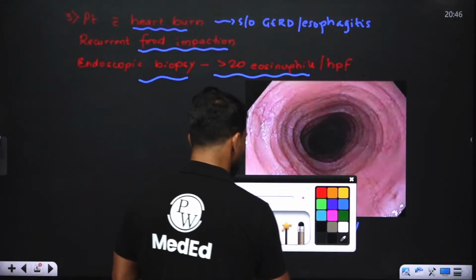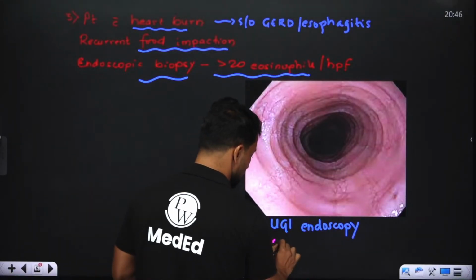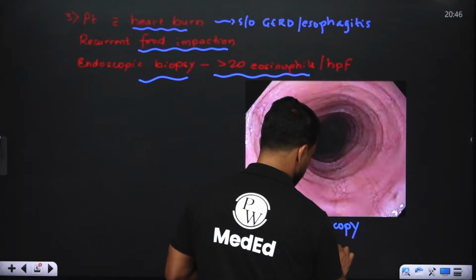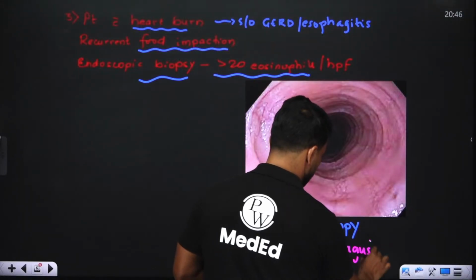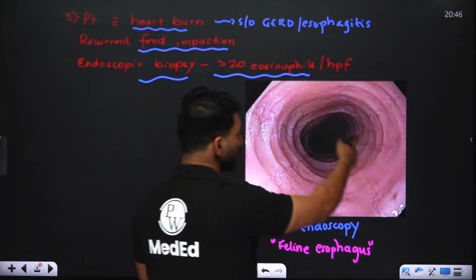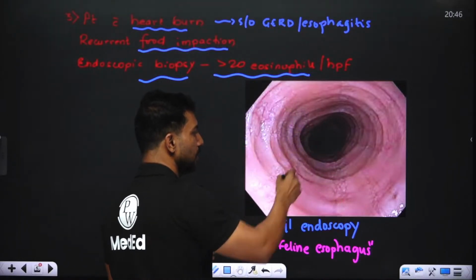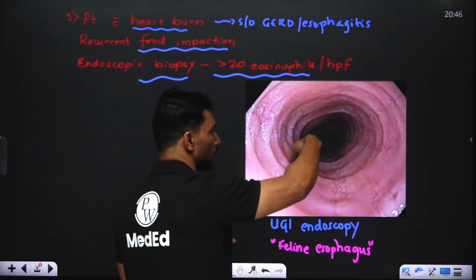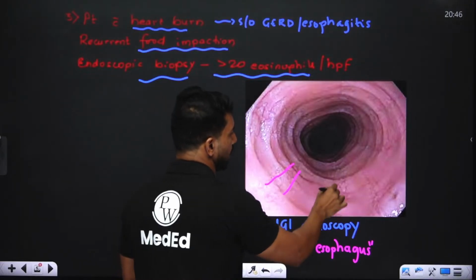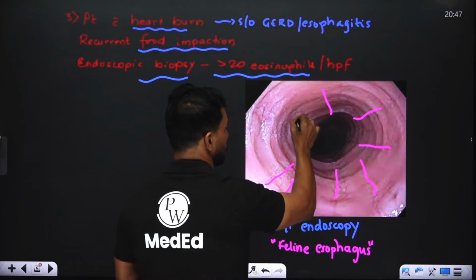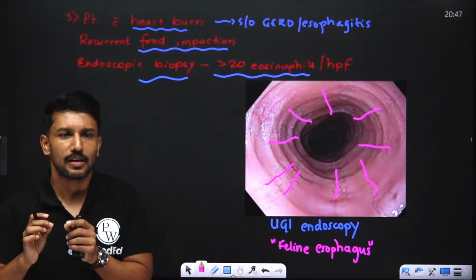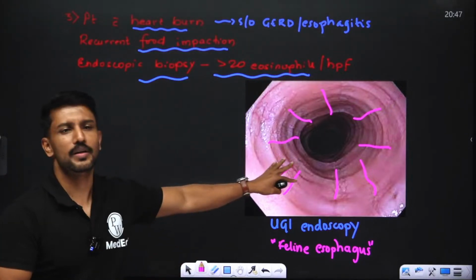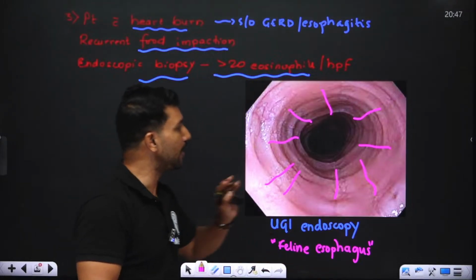What I can call this as? This is called as feline esophagus. So when you see this esophagus, this has horizontal ridges. It's not a smooth tube. It has multiple horizontal ridges, and if you look closely, there are also vertical ridges running downwards. This kind of picture is not seen in human esophagus, usually in the cat class of animals, but now we are seeing it in humans. We will call it as feline esophagus.